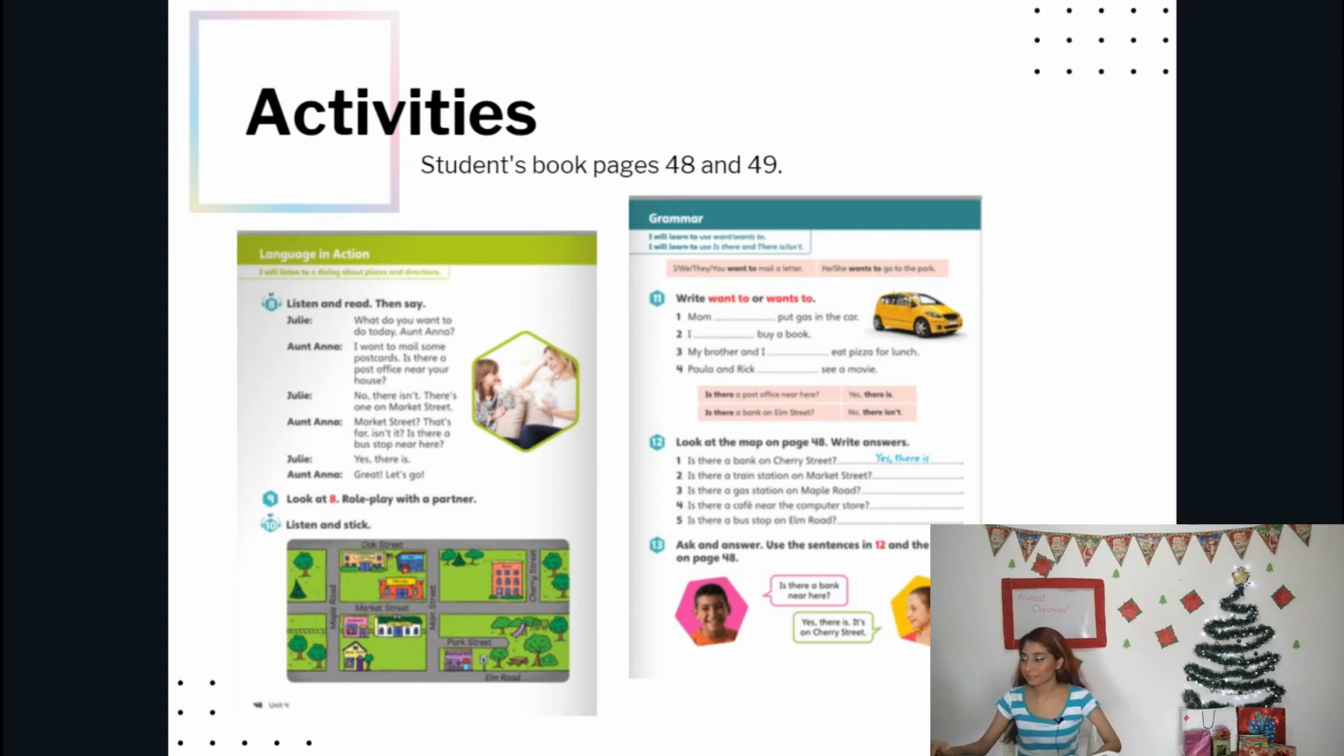Student's Book, page 48. Activity 10. Listen and stick. 1. I'm hungry. Me too. What do you want to eat? I want pizza. Okay. Is there a pizza restaurant near here? Yes, there is. It's on Market Street, next to the movie theater.